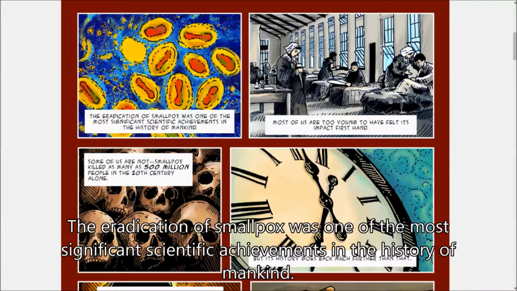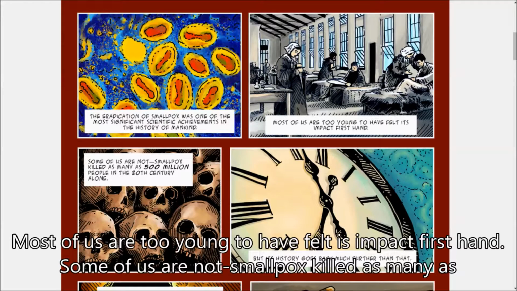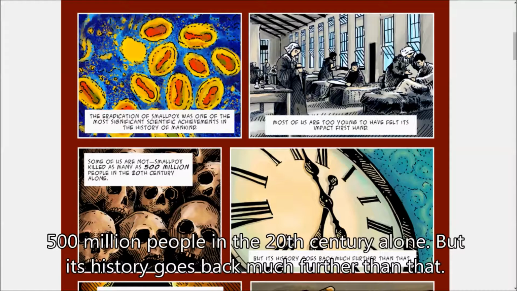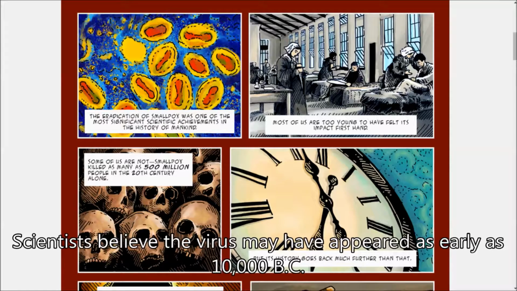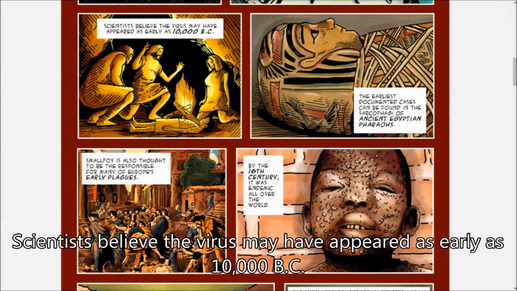The eradication of smallpox was one of the most significant scientific achievements in the history of mankind. Most of us are too young to have felt its impact firsthand, while some of us are not. Smallpox killed as many as 500 million people in the 20th century alone, but its history goes back much further than that. Scientists believe the virus may have appeared as early as 10,000 BC.